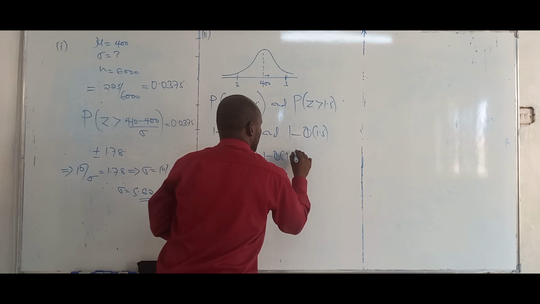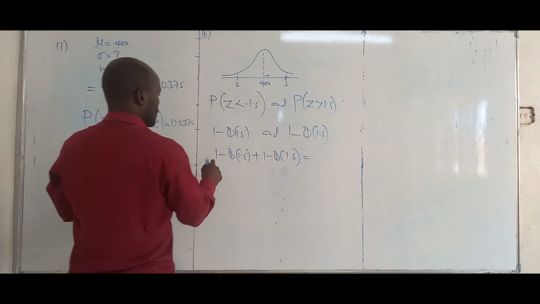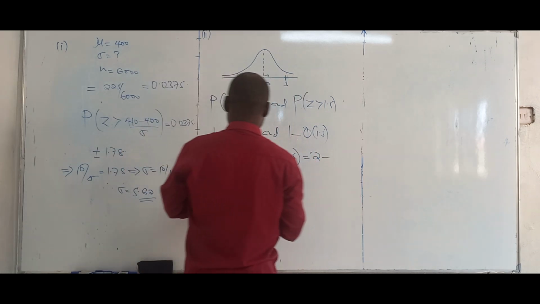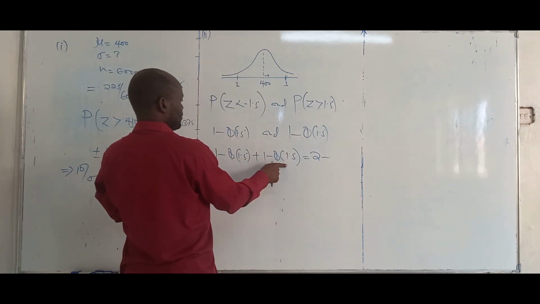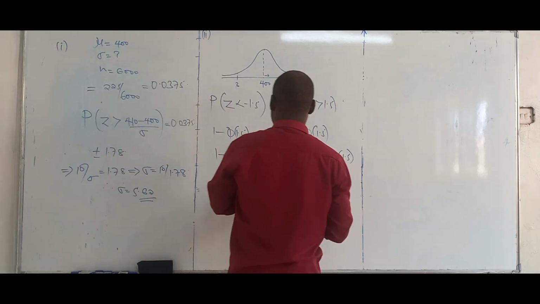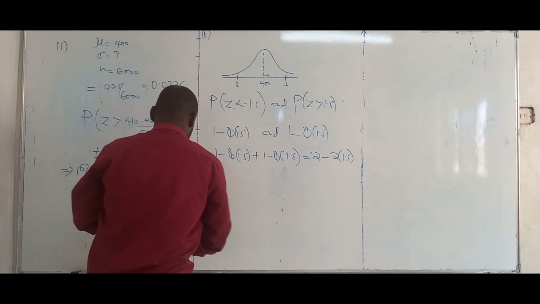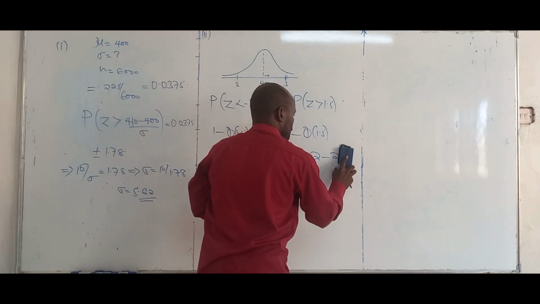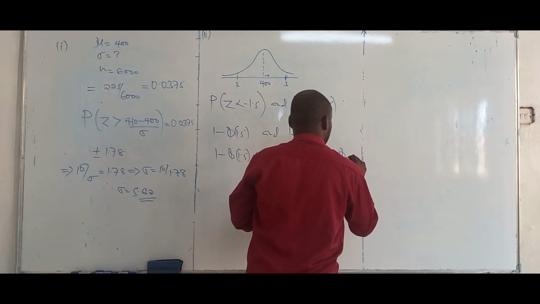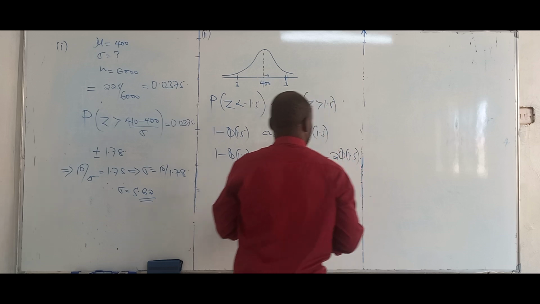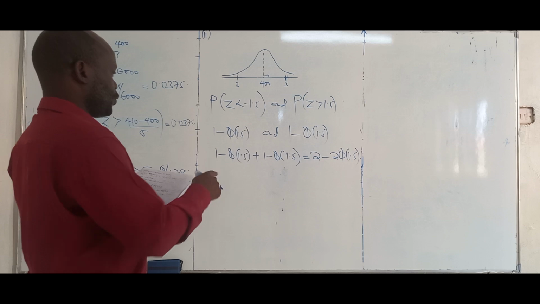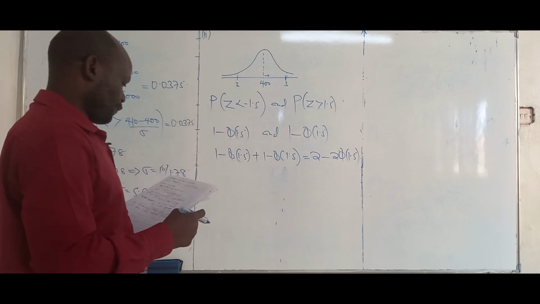Phi of 1.5 should be 1 plus 1, that gives me 2, minus phi of 1.5 minus phi of 1.5 will be 2 into phi of 1.5. So what we do up to that is 2 minus 2 phi of 1.5.